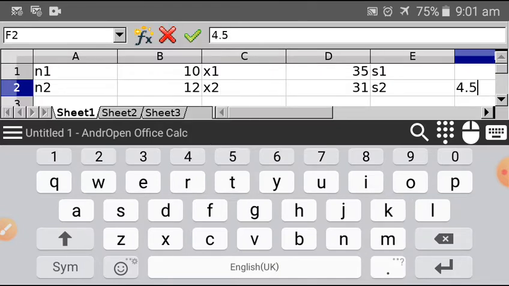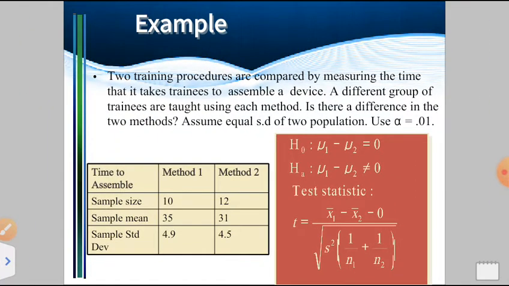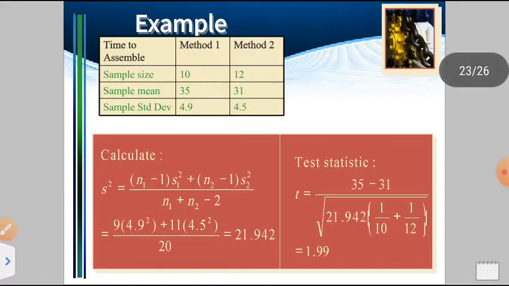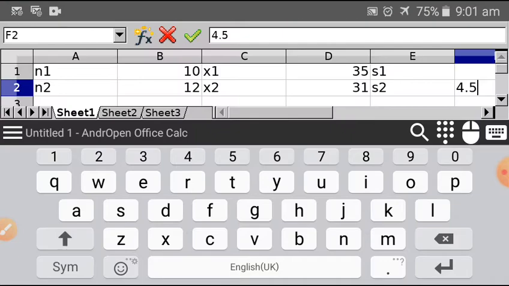Let me verify whether these are s1 and s2 or the values of variances. This is standard deviation. It means it is s1 and s2. Now the next thing we are going to do is calculate s square, because if s square is calculated, then we can easily calculate the value of t. So the first motive of our performance is to calculate s square. So how can we calculate it?